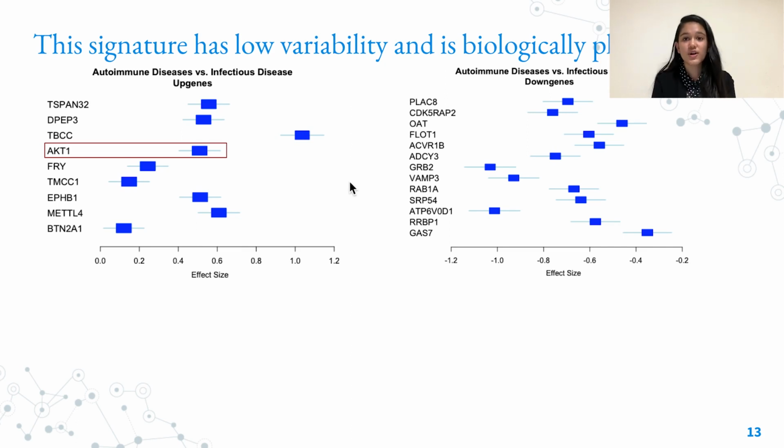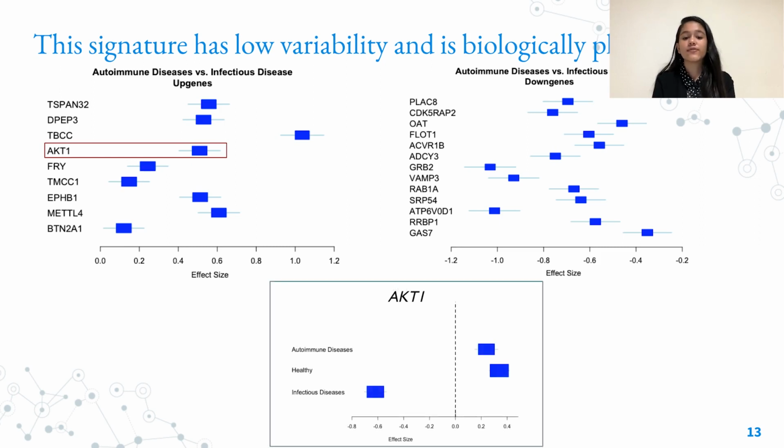We know that the signature also holds biological plausibility because it too has several genes that are known to be associated with the immune system and autoimmune diseases or infection. We can see the forest plot here for one gene in particular, AKT1, and how it is different between infectious and autoimmune samples. AKT1 is a protein kinase associated with the mTOR pathway, and is very well studied and linked to critical cellular functions. So it is no surprise that such an important gene is involved in the mechanisms of disease.